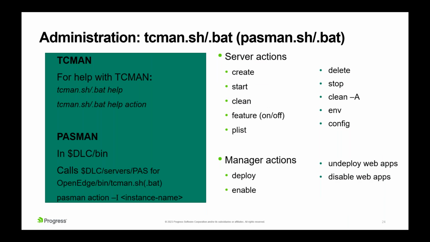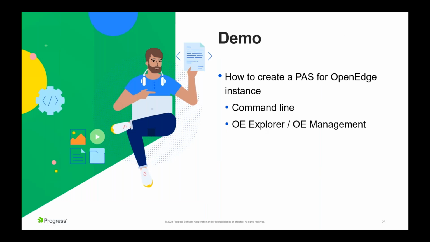And as I mentioned, we have mainly 2 commands, tcman and pasman, to create, start, and stop instances, work on features so you can enable or disable features on your PASOE, and deploy web applications. You can manage everything on the command line, or you can use OpenEdge Explorer, or OpenEdge Management if you have it installed on your system. I will show you a sample of how to create one, in a live demonstration.